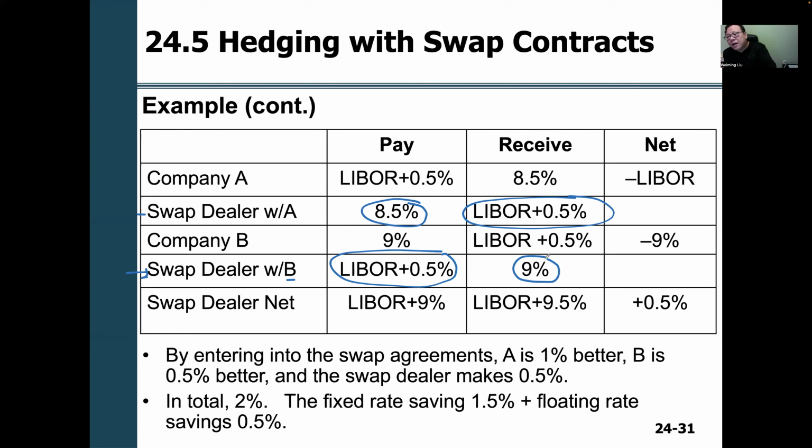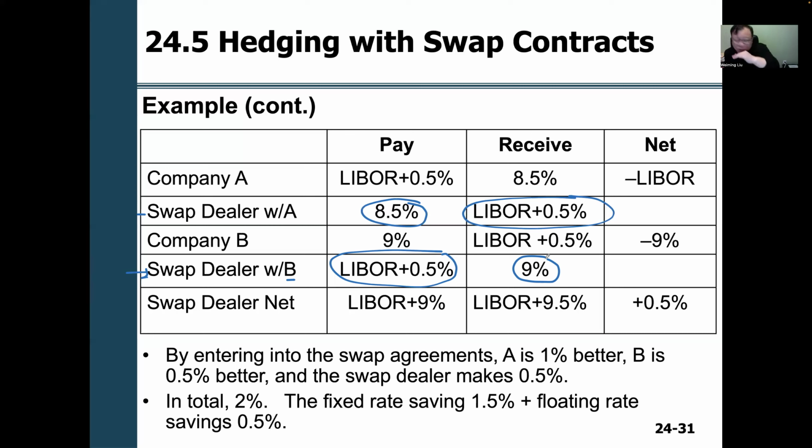For B, B wants to have a fixed rate. Through the swap, B effectively achieved a 9% fixed rate. If he obtained the fixed rate from the bank, that fixed rate is 9.5%. So that's a saving of 0.5%. And the swap dealer is better off by 0.5%. So when I add them up, 1% for A, 0.5% for B, and 0.5% for the swap dealer. Together, that's a total saving of 2%, right?